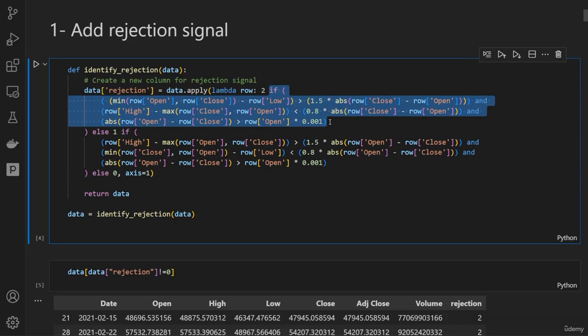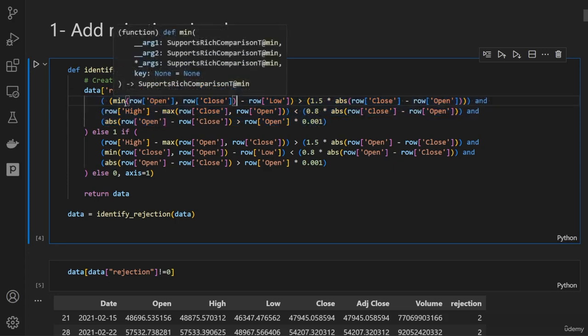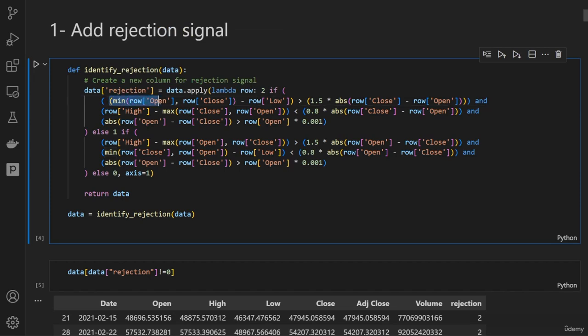These are the conditions that would define a bullish rejection candle. And the bullish rejection candle has to have the minimum between the open and close price. So it's the lowest part of the body of the candle minus the lowest price. So this is the tail of the candle, the lowest tail of the candle. This part should be greater than 1.5 times the body of the candle.